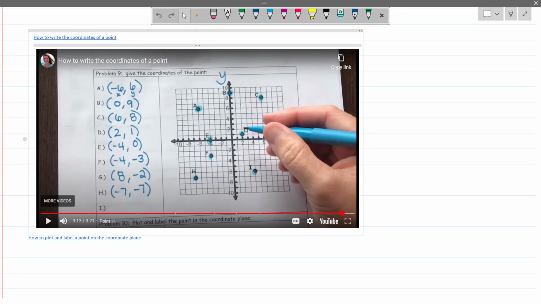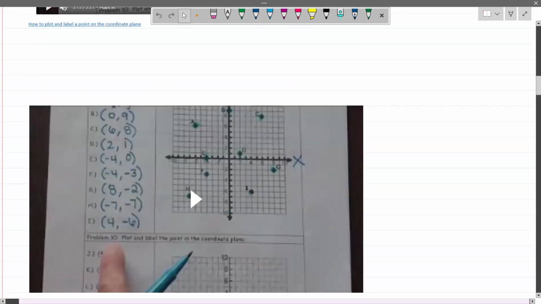But for the point B, there was no left or right movement. We are still at the origin. All we did is we moved 9 spaces up. Similarly, for the point E, we move 4 spaces to the left. So that's a -4. But I didn't go up nor down, so I have a 0 for Y. Everybody understand that? All right.